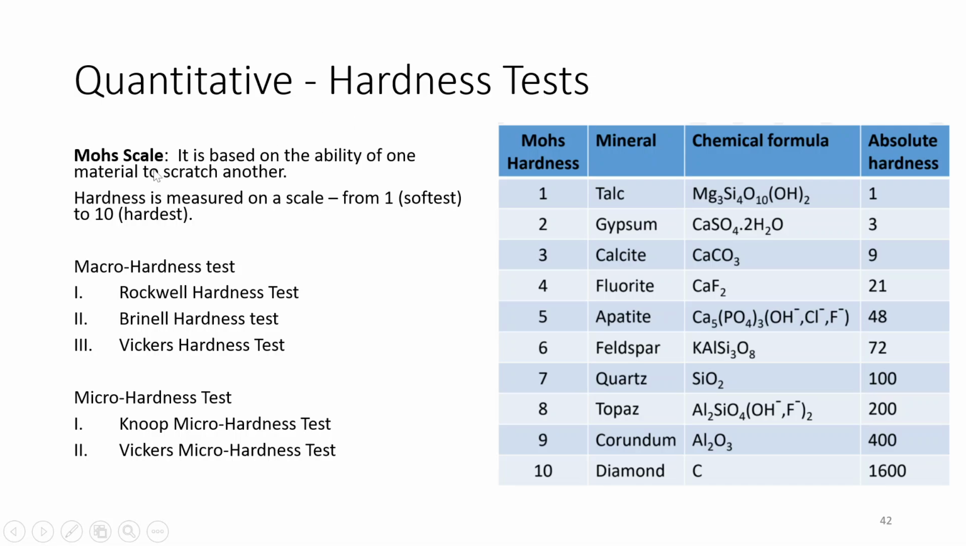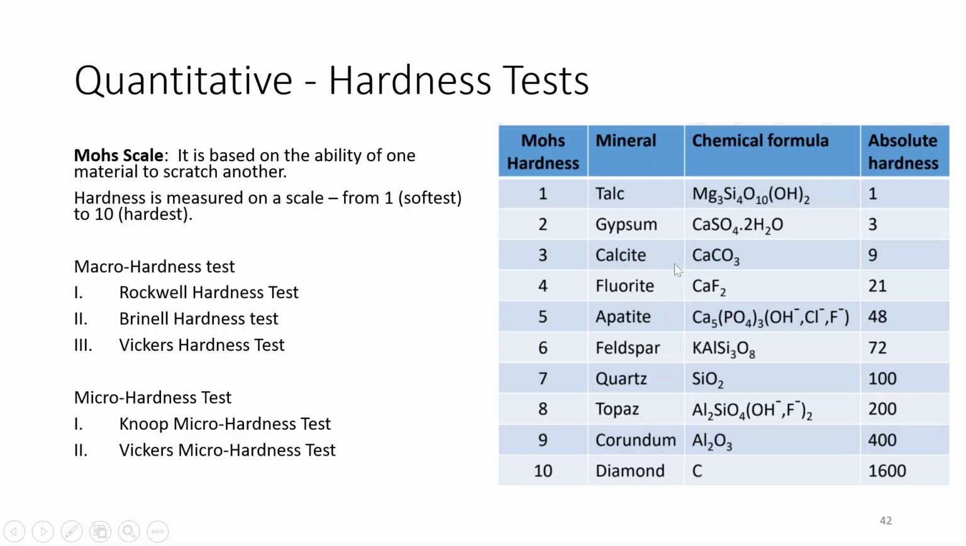Now, hardness tests. Firstly we have the Mohs scale. In this case it is based on the ability of one material to scratch another. These are minerals such as talc, diamond, corundum and others. Hardness is measured on a scale from 1 to 10, 1 being the softest, 10 being the hardest. In the case of macro hardness tests, we have other tests such as Rockwell, Brinell and Vickers hardness. In the case of micro hardness tests, we have Knoop and Vickers micro hardness tests.